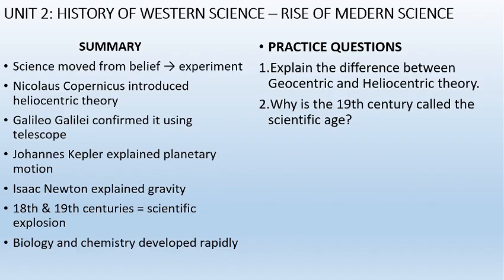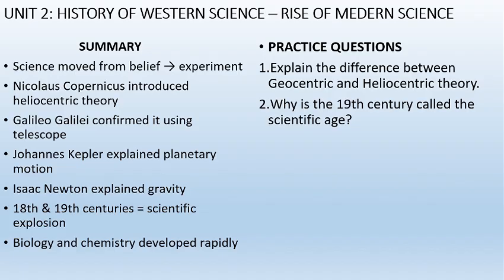So biology and chemistry developed rapidly. Yeah, biology and chemistry developed rapidly because those philosophers had been kept, for example, in prison. So immediately they came outside, they were able to develop rapidly.